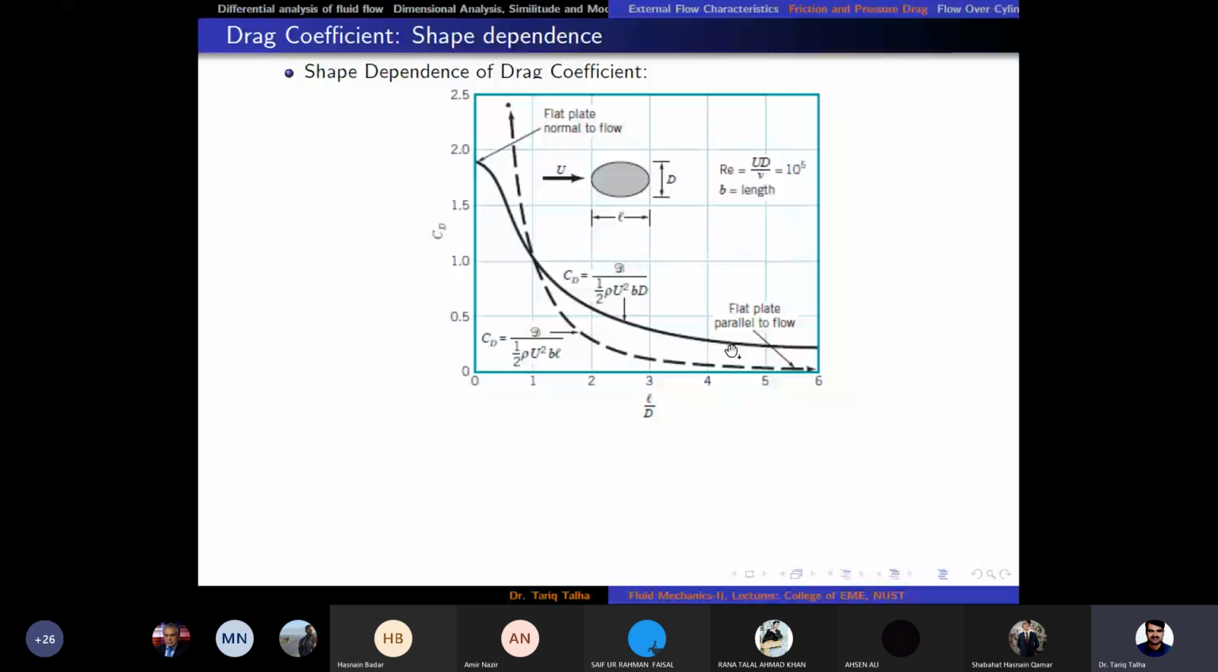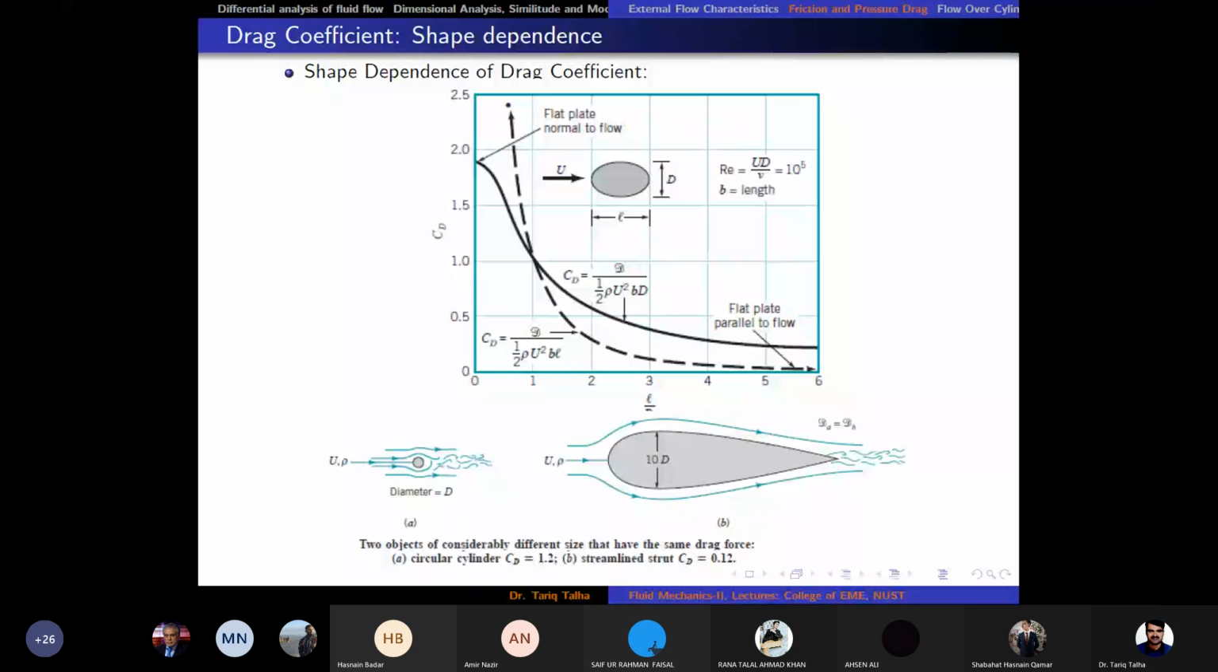And when L upon D is about 6, it means that it is a flat plate parallel to the flow. Here it is given to us. In that case, we can easily see that the drag coefficient is even less than 0.5, maybe around 0.1. So as an engineer, if we are designing a vehicle, then we reduce the frontal area and we want to make the body more streamlined, or very thin if possible, right?